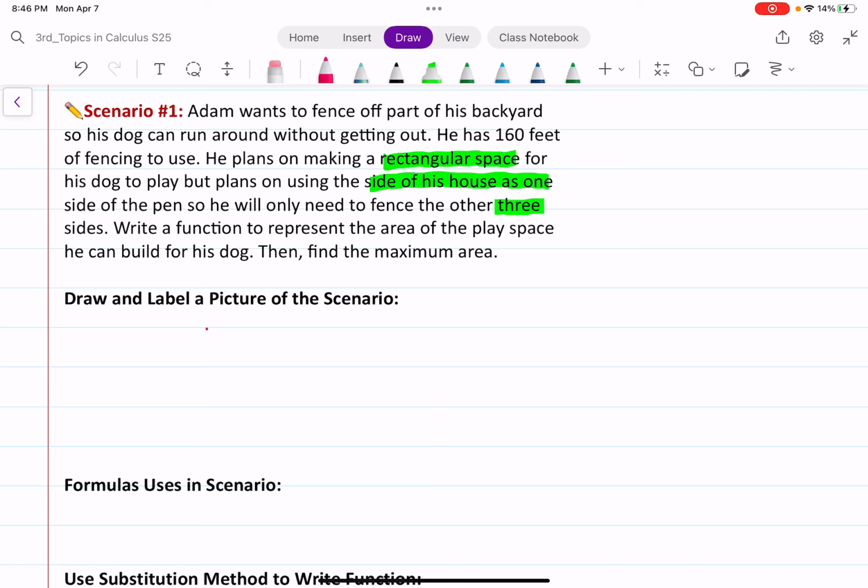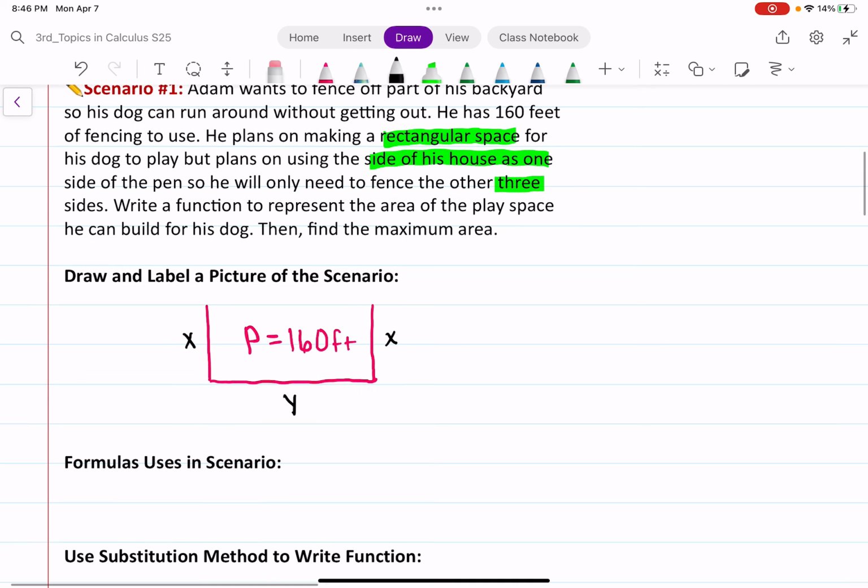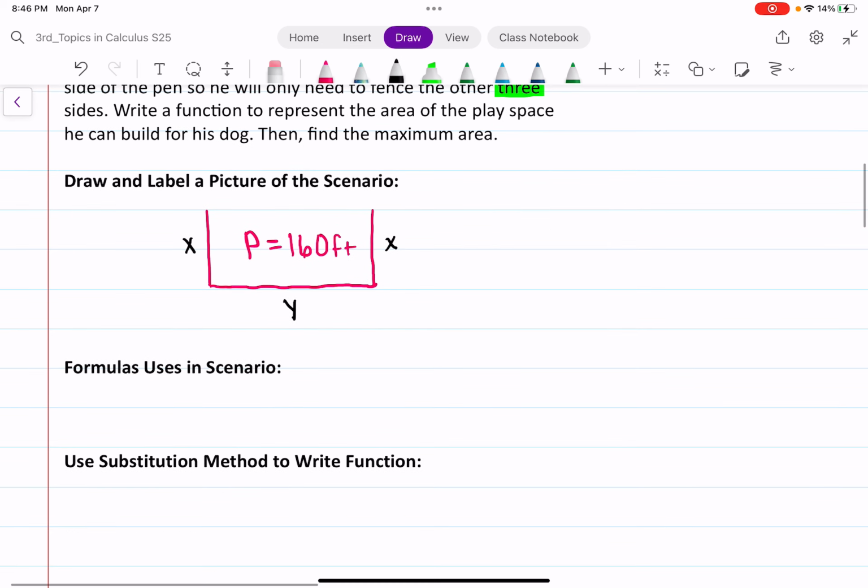So that means that there's only going to be 3 sides. So if we draw a picture labeling this rectangular fence, and we know that the perimeter is a total of 160 feet, then we can label that this side could be X, this side could also be X, and then this side could be Y, which means in terms of our formula for the perimeter, that would be perimeter, which is 160, equals 2X plus Y. All right.